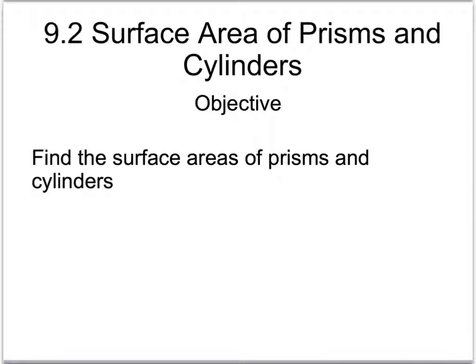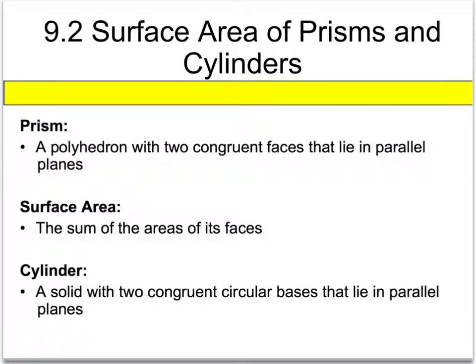So the very first thing I want you to do is write down these three words: prism, surface area, and cylinder. Pause now so you can write it down.